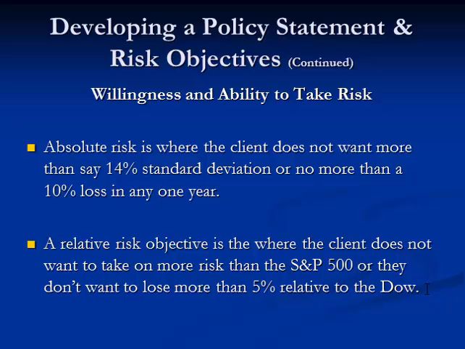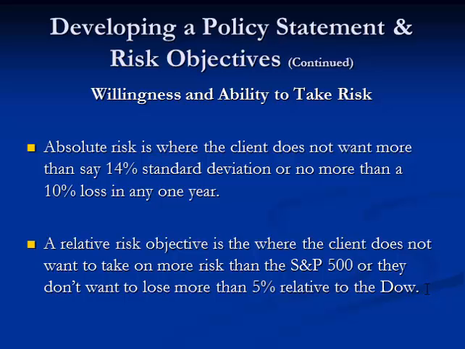The way you would do that is you would look historically to see how variable stocks and bonds have been, and put together an asset allocation that minimized the possibility of a 10% loss in any 1 year.